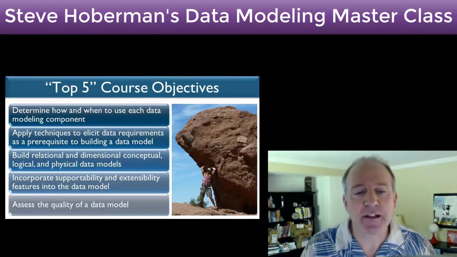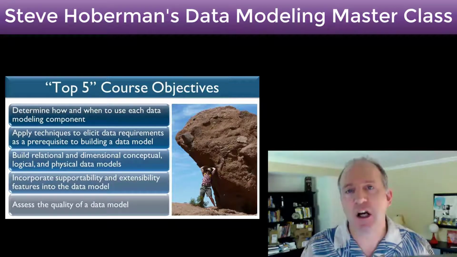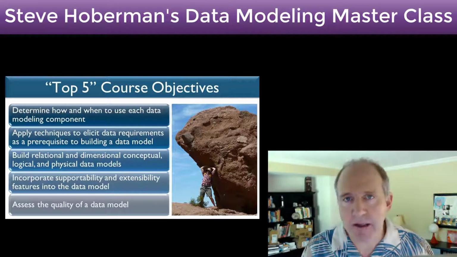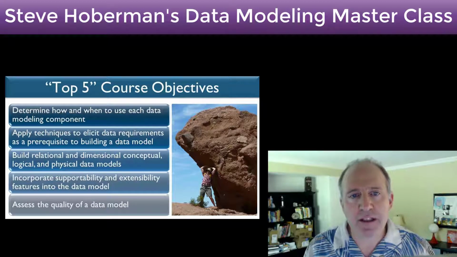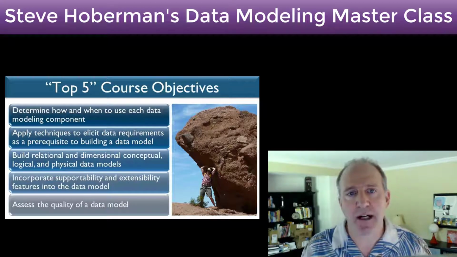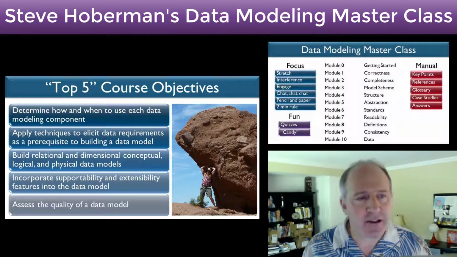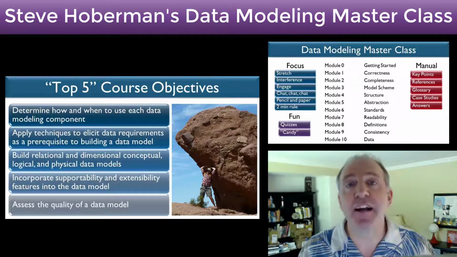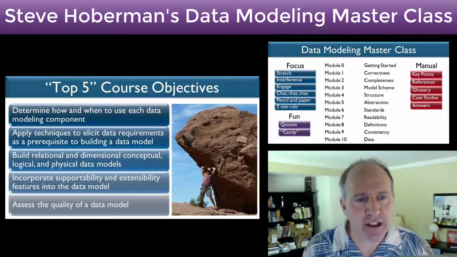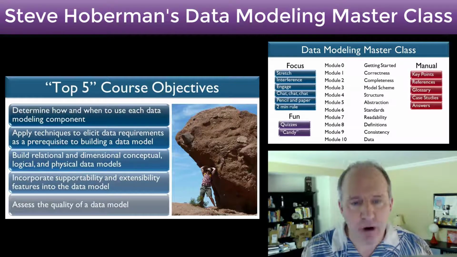The fifth objective is to assess the quality of a data model across 10 categories. So I've been reviewing data models for many, many years. It's a technique called the Data Model Scorecard. And you will see in the masterclass that all of our topics revolve around the Data Model Scorecard. So the masterclass is not just a class on how to do data modeling, but how to do it well. Everything in the masterclass focuses on best practices.